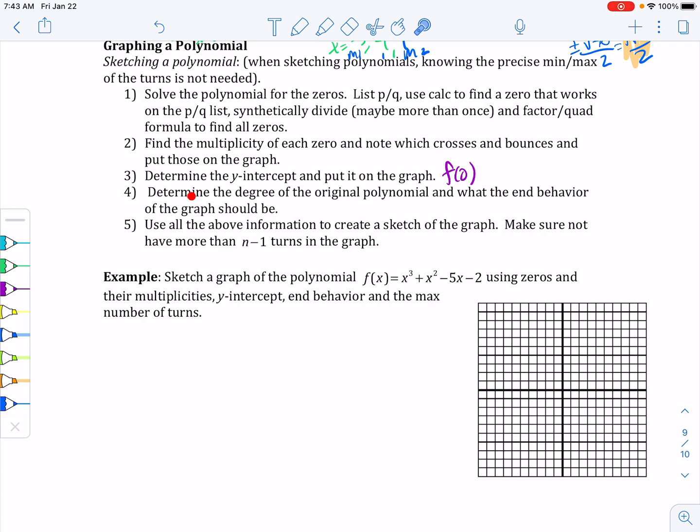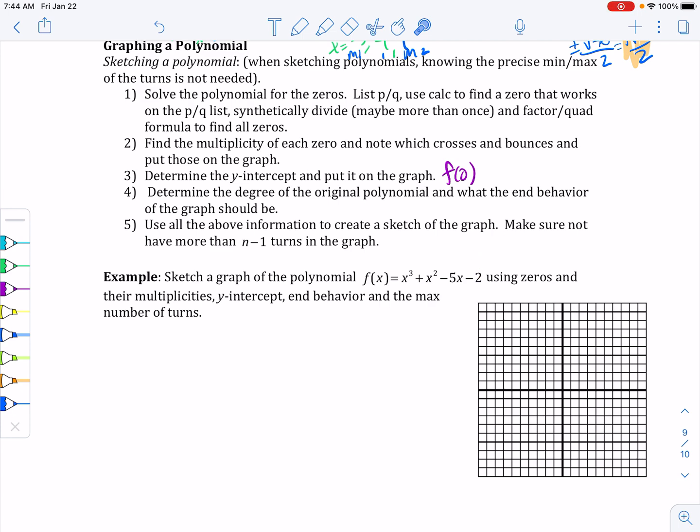Then you're going to use your leading coefficient test, so you're determining the degree and what the end behavior does. And then you're going to use all of that information to create a sketch of the graph. So it's very similar to what we did yesterday, just after we find the x-intercepts, you have to keep going on your information. So here we're going to find our P over Q.